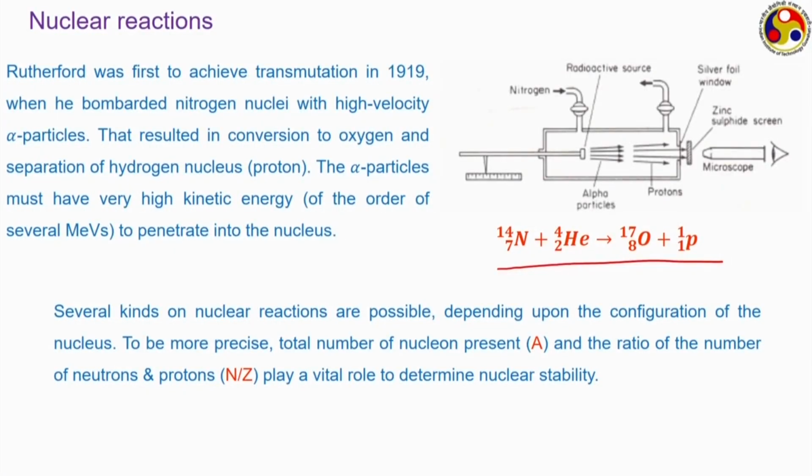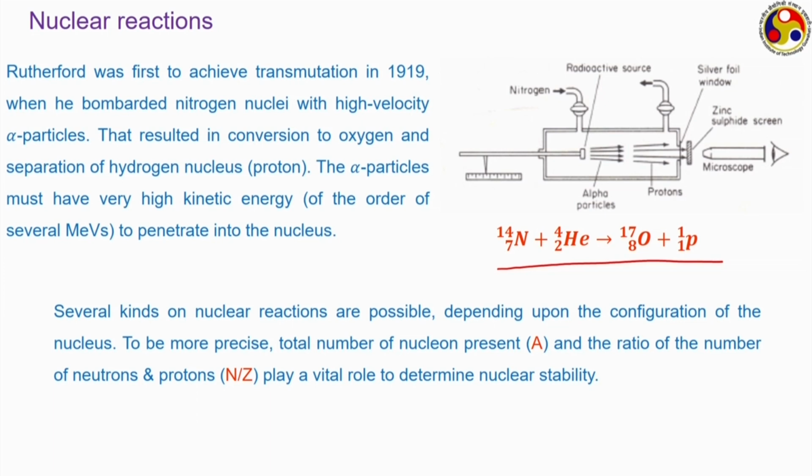But one thing to point out here, this is not the only kind of nuclear reaction that is possible. There are several kinds of nuclear reaction possible, which we shall be discussing in the subsequent slides, but which kind of reaction is going to take place in a particular situation depends mostly upon 2 factors. One, the configuration of the nucleus itself, or I should say the number of nucleons present in the nucleus, and second, the ratio of the number of neutrons to protons.